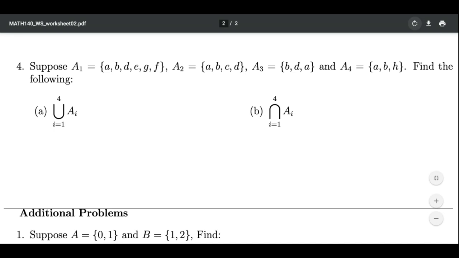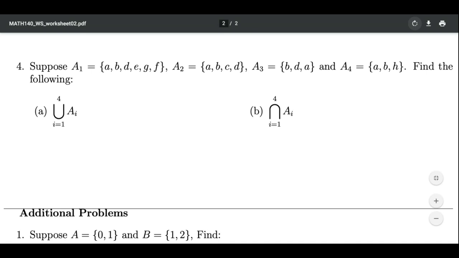Okay, Moises is saying the answer for A is A, B, C, D, E, F, G, H. I agree with you. Because the union has to include all elements in the 4 sets. A, B, C, D, E, F, G, H, right? Xiaomi, you're missing F, G. So F, G is in A1. So the union has to include every element in every set.